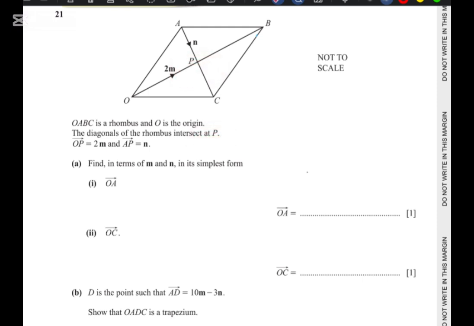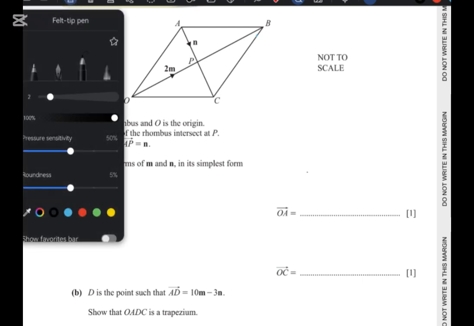OP is equal to 2m. OP is 2m. This vector is 2m. AP is n. This vector is n. Find in terms of m and n in its simplest form OA and OC. We need to find OA and OC.